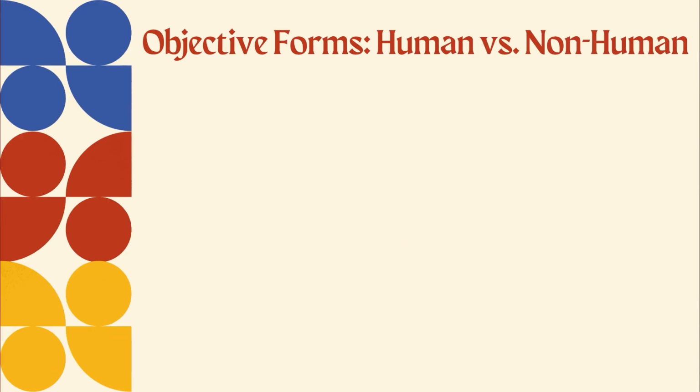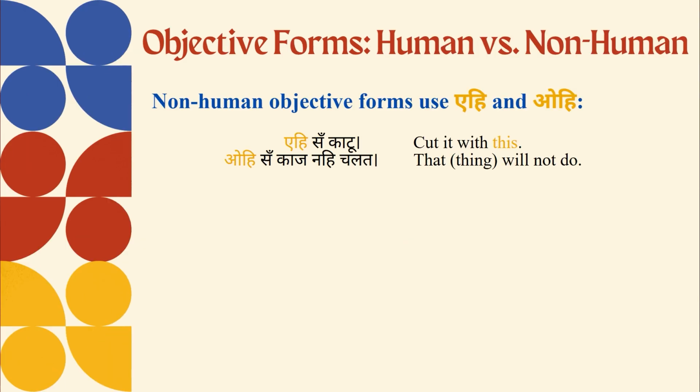Let's move on. Non-human objective forms. So we looked at the human versus non-human distinction in the subjective forms. So let's do the same for the objective forms. So non-human objective forms use ehi and ohi. Ehi se katu, cut it with this. So ehi is again instrumental and nearby. Ohi se kaj nahi chalat, that thing will not do. So it is something which is far. Okay, and again the case here will be instrumental.